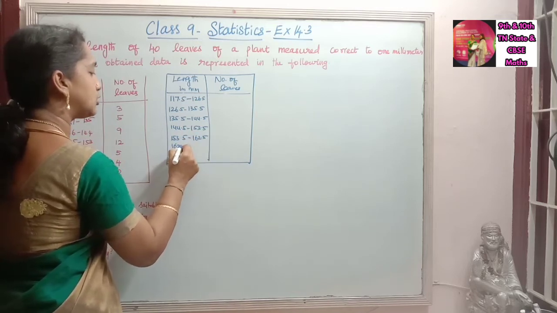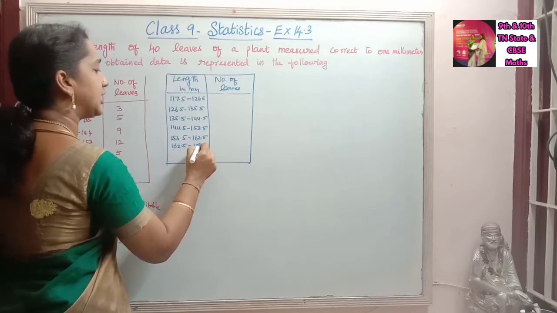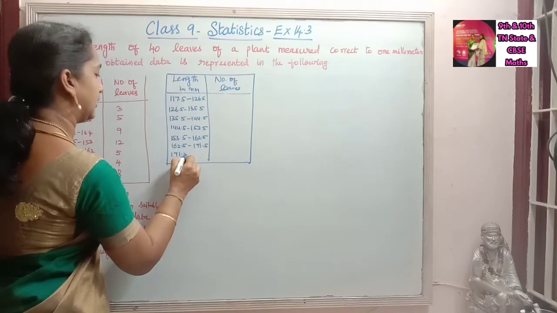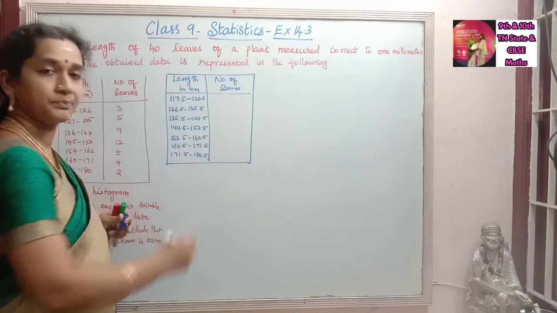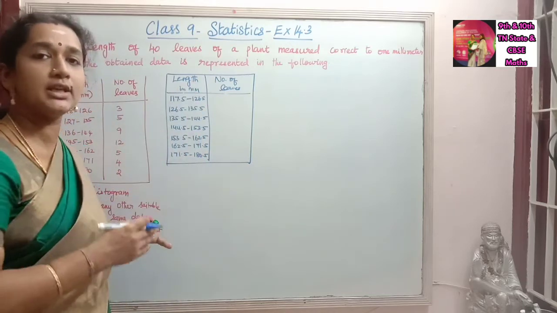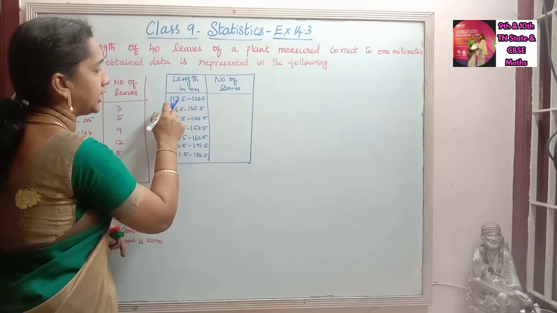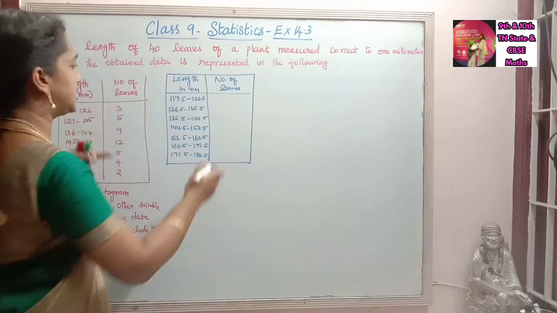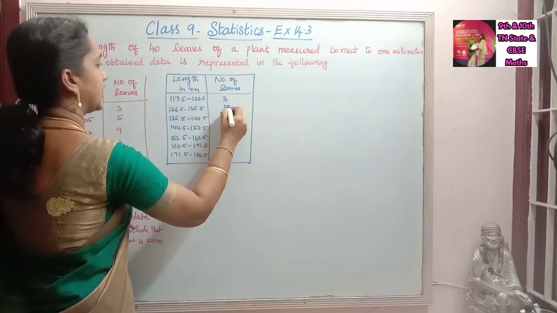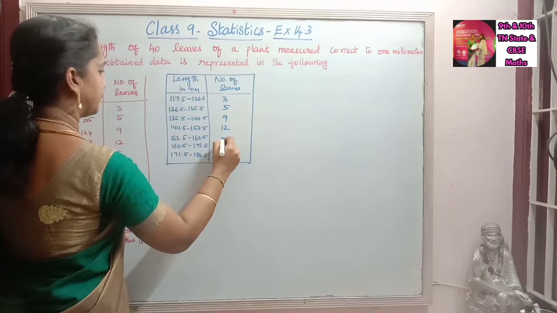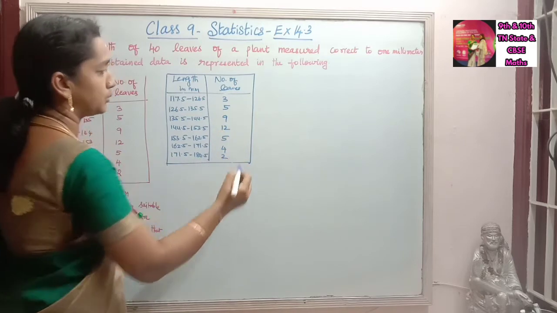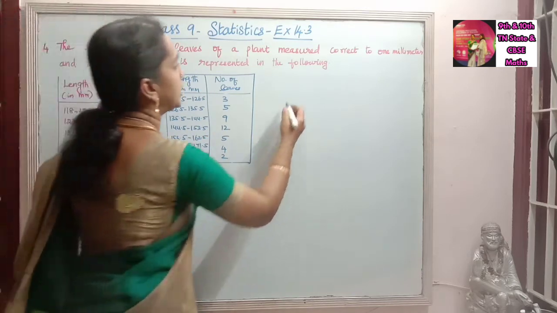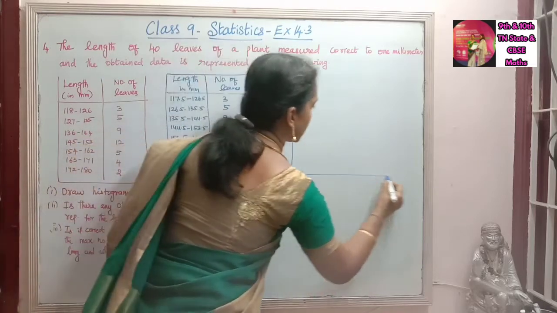then 162.5 to 171.5, then 171.5 to 180.5. So we have made the distribution continuous. Continuous means it will be continuing: 117.5 to 126.5, then 126.5 to 135.5, like that. For the frequencies there won't be any change: 3, 5, 9, 12, 5, 4 and then 2. So we have converted the given distribution to continuous class intervals. Now we will draw the histogram for the above information.